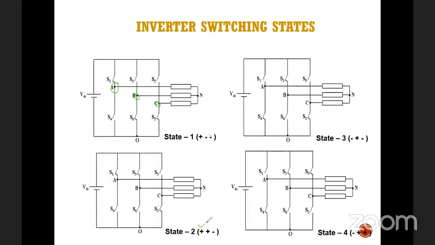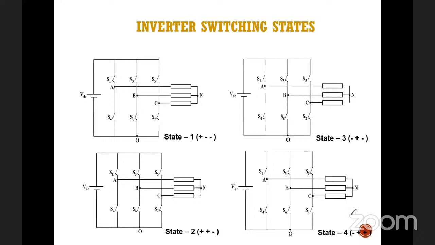The first place is for the first leg, the second place is for the second leg, and the third place is for the third leg. So in this case, top, top, bottom, upper, upper, and bottom, is plus, plus, minus. Like this, we represent it. Similarly, bottom, top, bottom is minus, plus, minus. Similarly, minus, plus, plus.